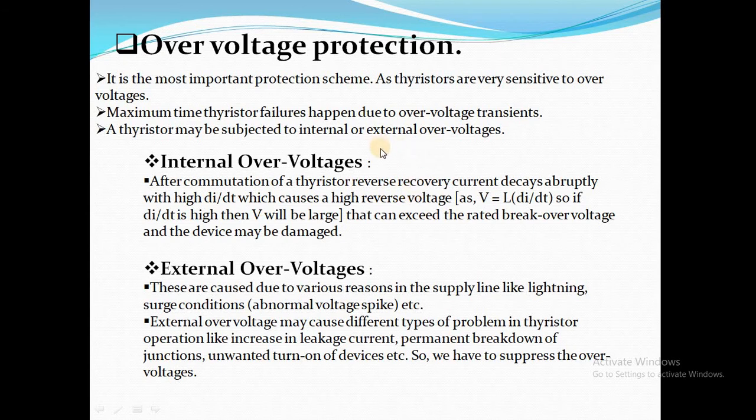Actually the thyristor operates in forward biasing mode, and to turn it off we need to apply the reverse voltage or switch off the main supply. In both conditions, the thyristor faces reverse recovery current. Due to this reverse recovery current, there is an increase of reverse voltage. This high reverse voltage can exceed the rated breakover voltage and the device may get damaged.